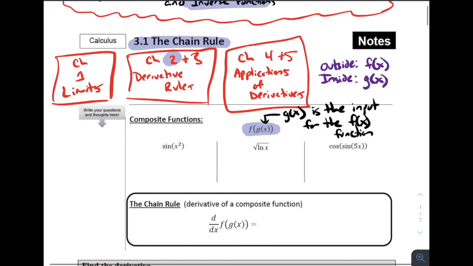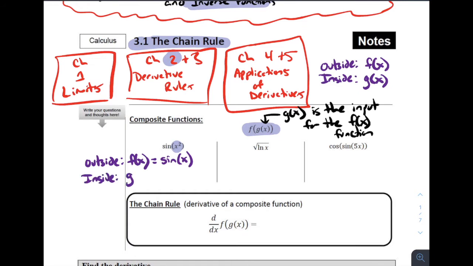In this case, I see that x squared is inside of the parentheses for this sine of x squared function. So if I were to refer to my outside function as f of x, that's going to be the sine of x function. We can't just say the word sine. Sine by itself is not a function, but sine of x is a function. And then our inside for this problem, which I'm going to refer to as g of x, is that x squared.